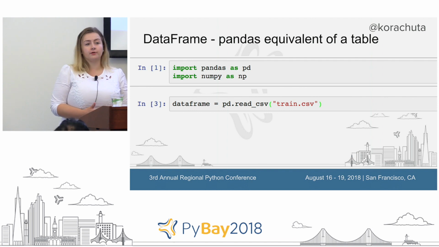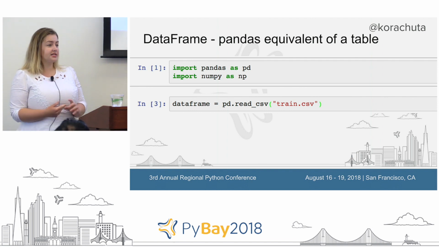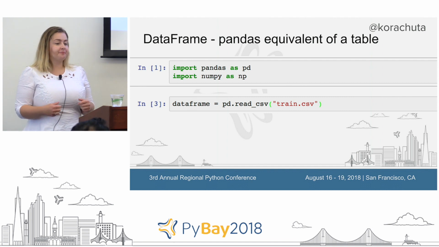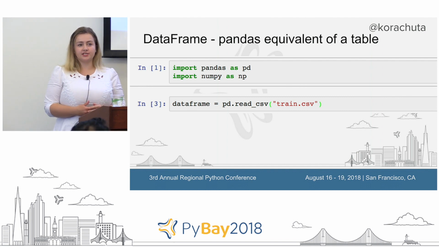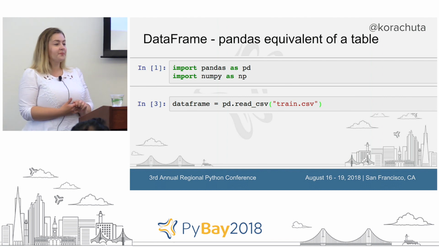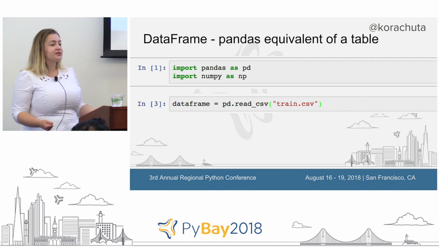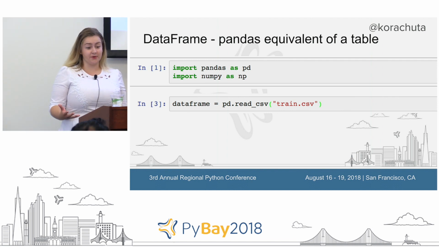Throughout the talk, I will use 3 different data files. 2 of them come from the Kaggle Titanic dataset. It's a dataset that is often used for learning logistic regression on Kaggle. And the second one is more millennial, so it's a dataset with avocado prices.